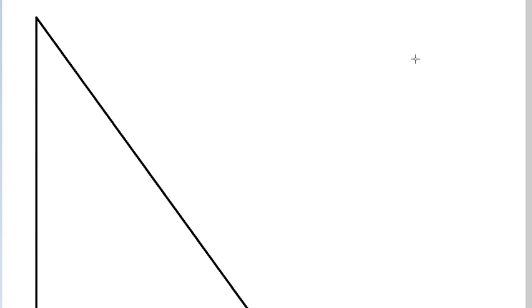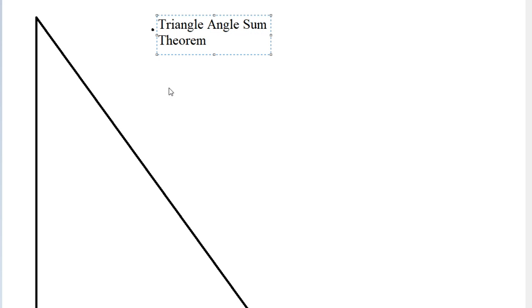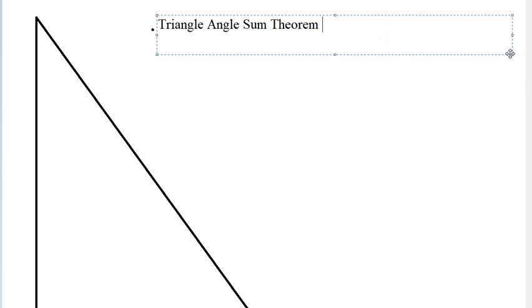All right, sunshines, let's learn about the triangle angle sum theorem. So the triangle angle sum theorem just means that the angles of a triangle add up to 180 degrees.